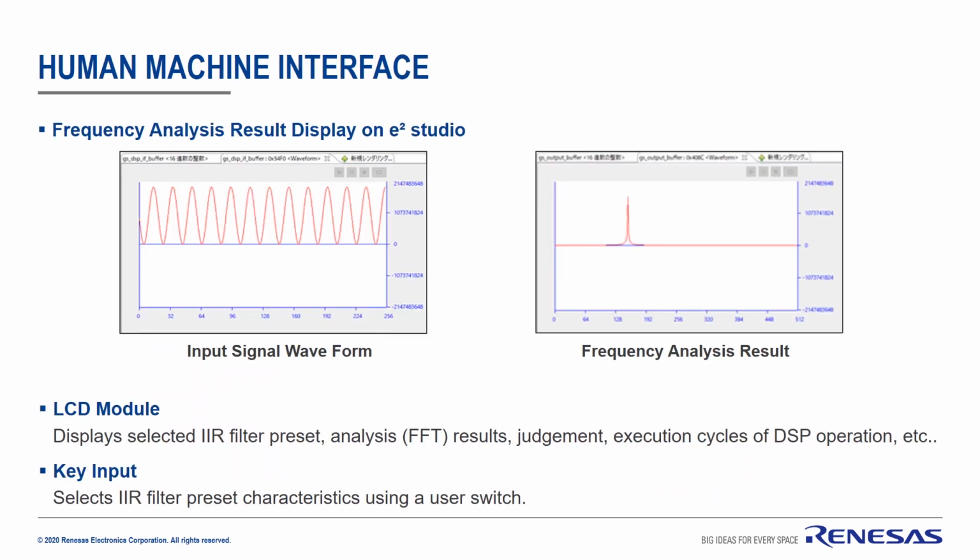The demo system uses Renesas's integrated development environment called E2 Studio. The waveform rendering function in E2 Studio acts as a human-machine interface in addition to the LCD module described previously. With the waveform rendering, the waveform of the signal input to the RX231 and the result of FFT processing can be displayed graphically.